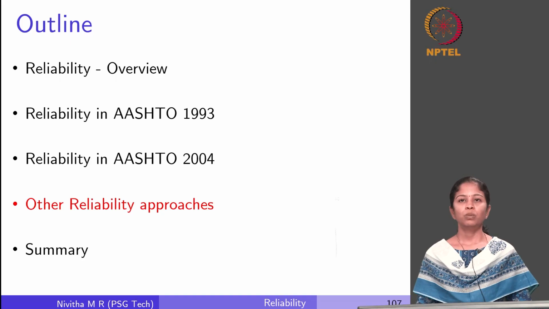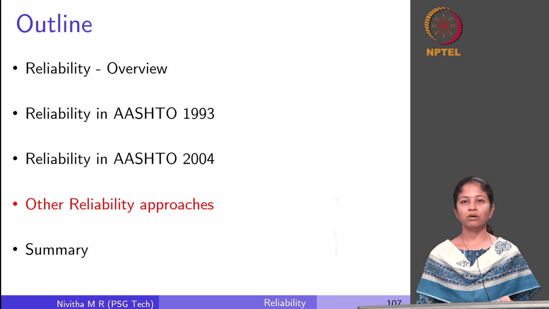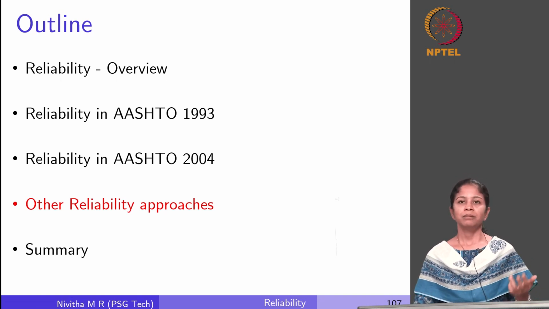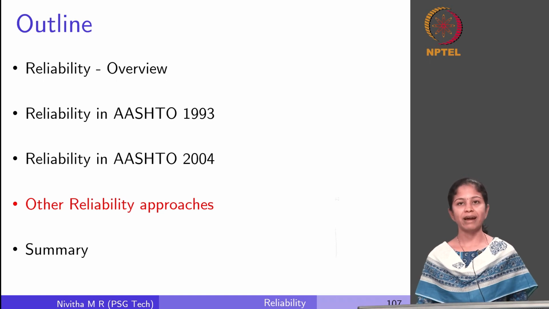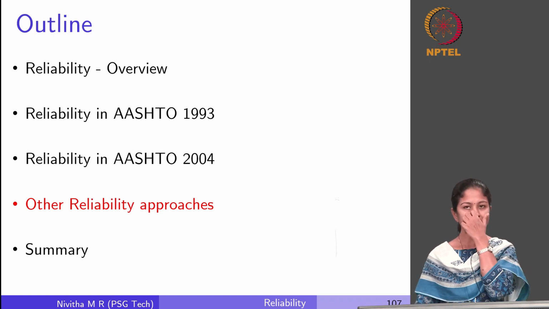Hello everyone, welcome back. In this lecture we are going to talk about the other reliability approaches that are used in design. So far we have seen the consideration of reliability in IRC 37, how reliability is taken into account in AASHTO 1993 design procedure, how it is taken into account in AASHTO 2004 design procedure, and now we are going to see other design procedures which are not used in any standard specification but done at a research level.